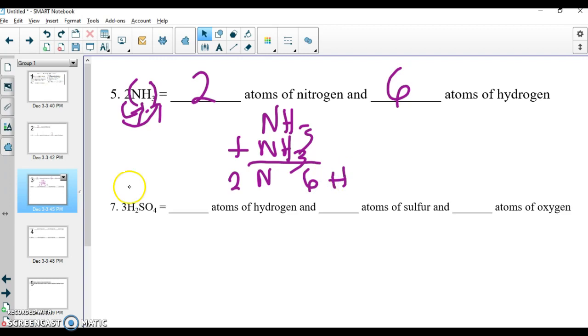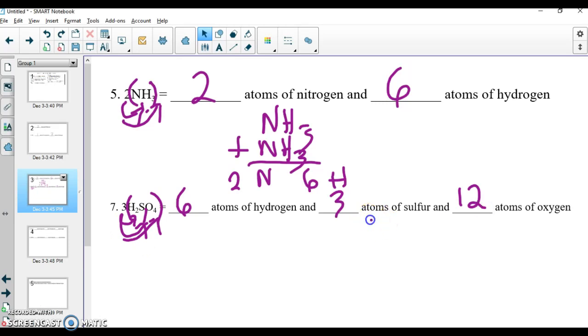So number 7, 3H2SO4. I'm going to put parentheses around it, and then I'm going to multiply coefficient times subscripts. So hydrogen has a 2 after it, sulfur has a 1, and oxygen has a 4. So 3 times 2 gives us 6 atoms of hydrogen. 3 times 1 gives us 3 atoms of sulfur, and 3 times 4 gives us 12 atoms of oxygen.